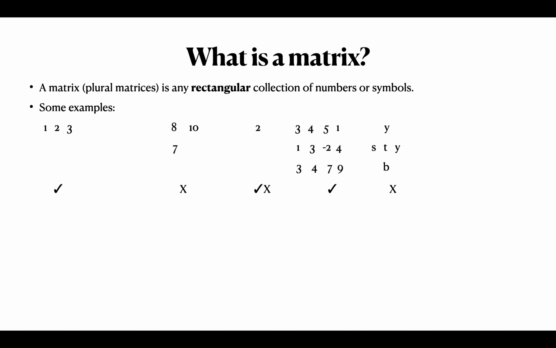If you look at the second example, then that's not rectangular, because there's a gap, right? There's something missing underneath the number 10. Now, if there was a 0 there explicitly, then you would have a matrix. But because there is nothing there, you don't.